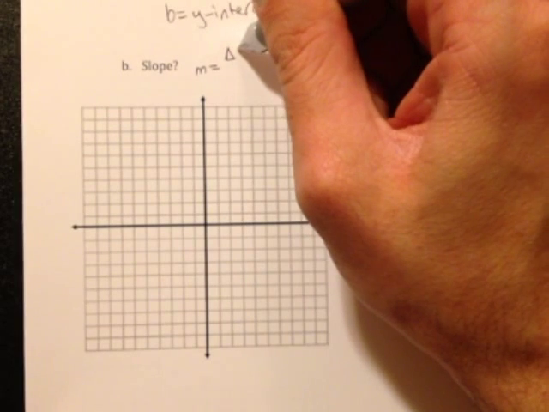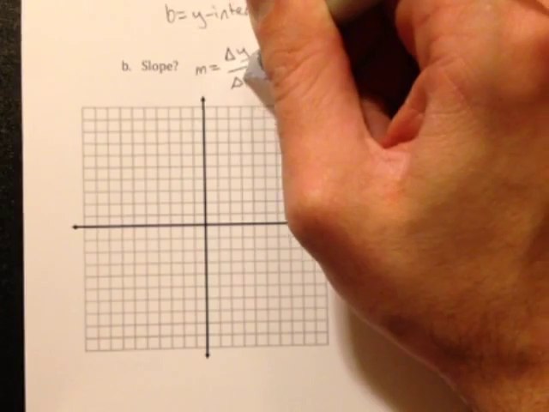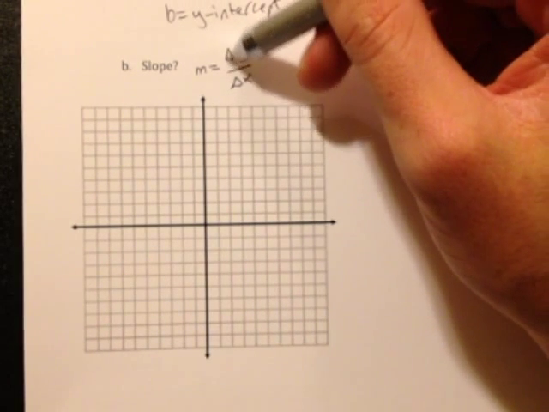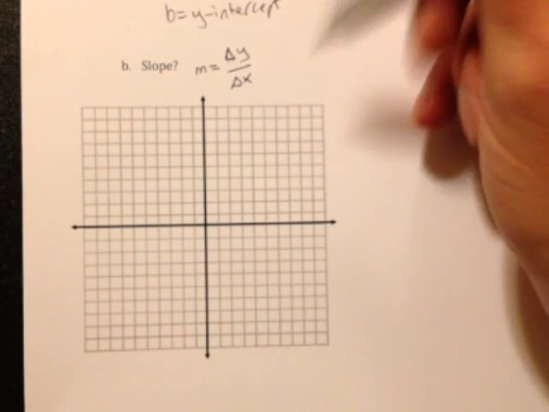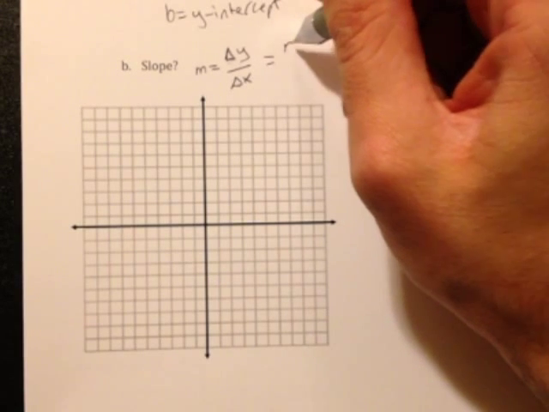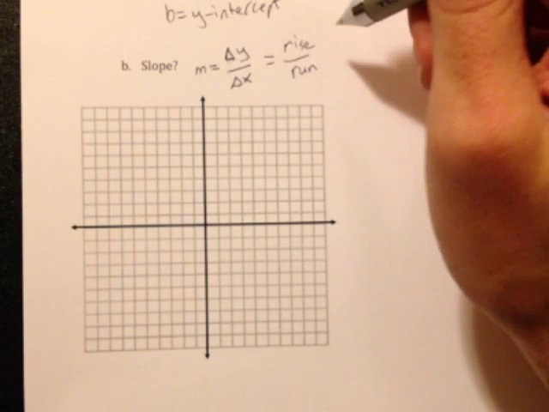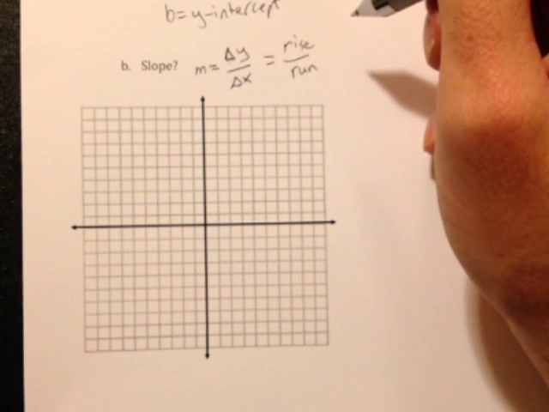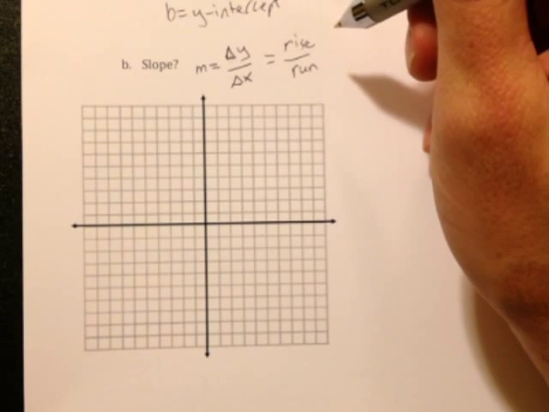Slope is defined a couple different ways. My favorite definition is the change in y over the change in x. That's not a triangle, that's the Greek letter delta, delta meaning change. Another way to look at it is a lot of people use the phrase rise over run. So how far the graph moves up and down versus how much it's going right and left from point to point. And those are pretty much your two popular definitions.